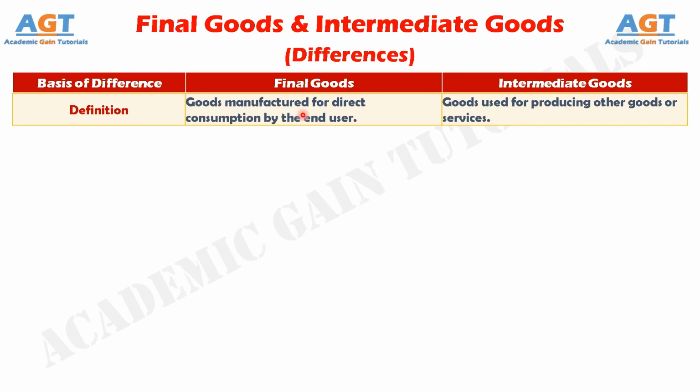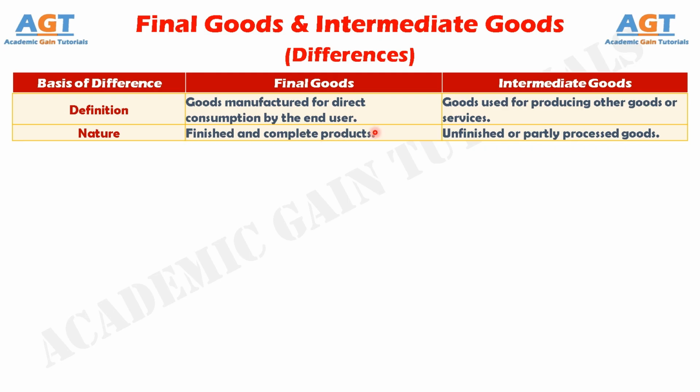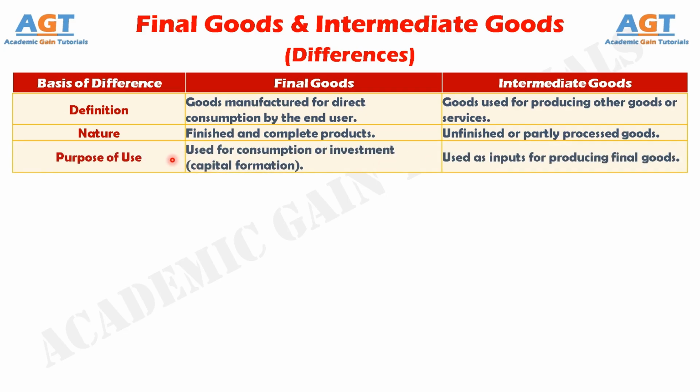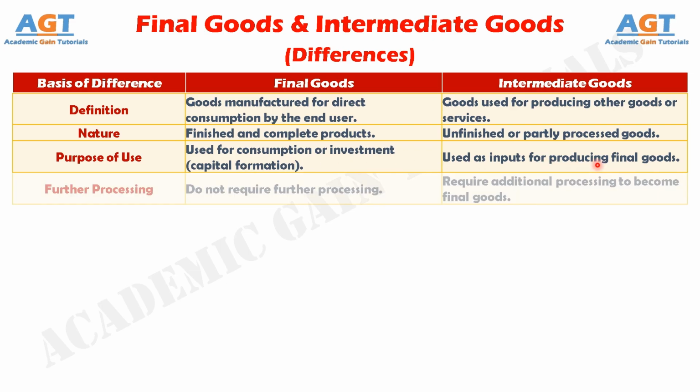Difference number 1. Final goods are manufactured for direct consumption by the end user, whereas intermediate goods are used for producing other goods or services. Number 2. Final goods are finished and complete, whereas intermediate goods are unfinished or partly processed. Number 3. Final goods are meant for consumption or investment, while intermediate goods are used as inputs for further production. Number 4. Final goods do not require any further processing, whereas intermediate goods must undergo additional processing.